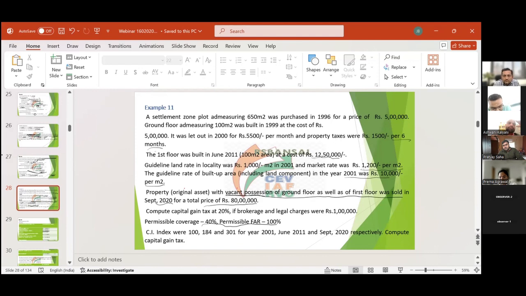So now there are two things involved here. One, the ground floor, which is given on rent, and the other part, the first floor, which is owner occupied. As far as the owner occupied portion, it was built in 2011 for rupees 12 lakh 50,000. So you do not need to do anything about it because it is in 2011, which is after 2001. So it will remain 12 lakh 50,000.